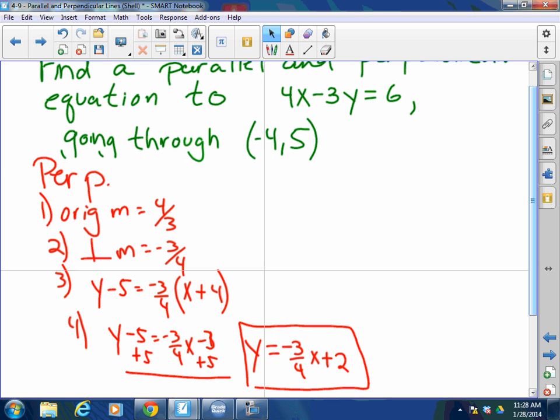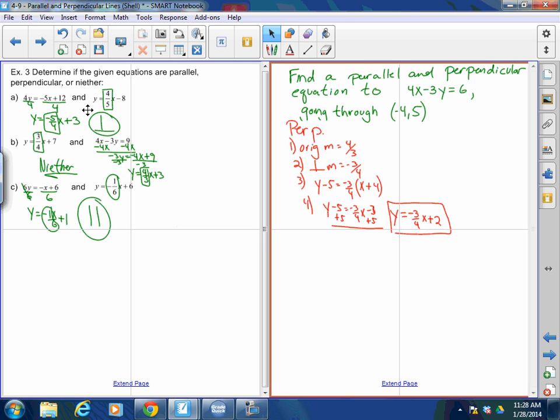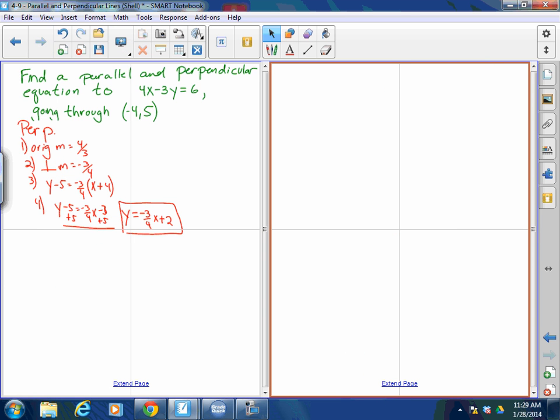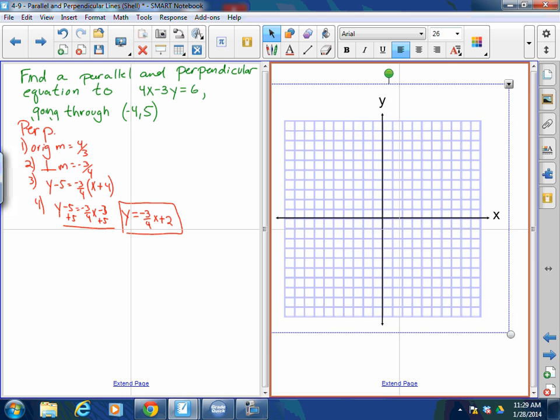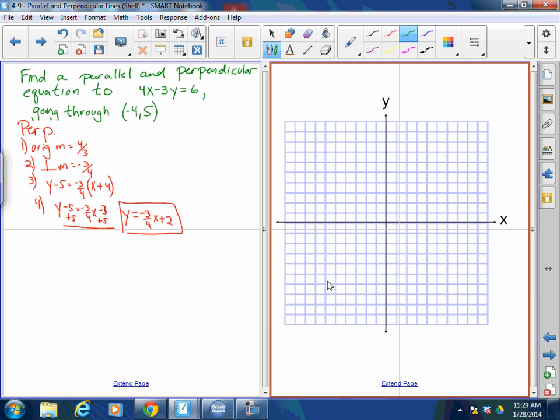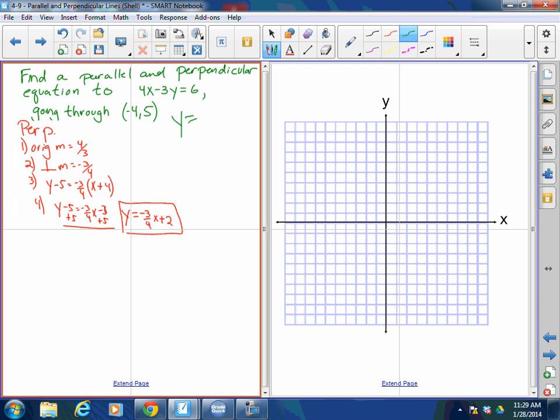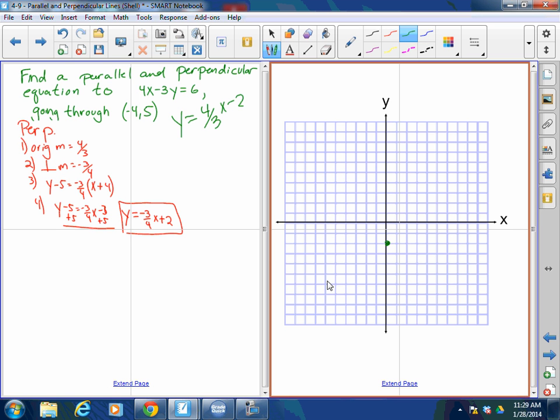Yes, sir. Question. Can you graph these? Of course you can graph these. Let's graph it real quick. Good suggestion. So I could show you what parallel and perpendicular look like. My original slope, I'll do in green, since I wrote it in green. My original equation, that's going to be y equals 4/3 x minus 2. So y-intercept is negative 2, up 1, 2, 3, 4 over 1, 2, 3. Up 1, 2, 3, 4 over 1, 2, 3. Down 1, 2, 3, 4 over 1, 2, 3. That is my original line.